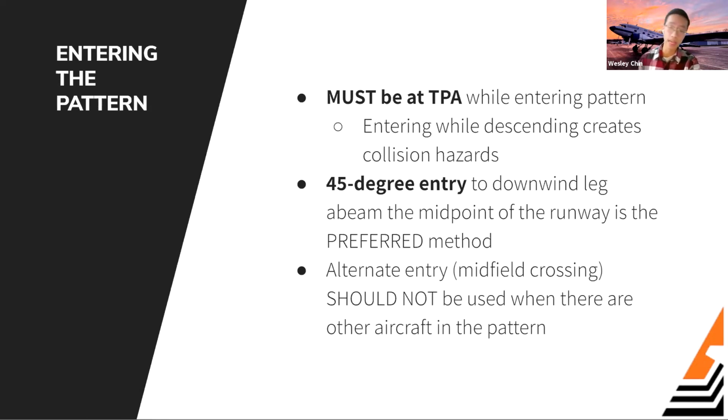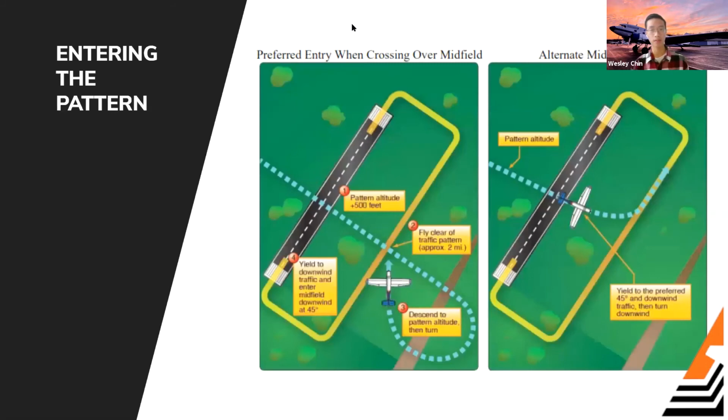However, there is an alternate entry, which is just midfield crossing and cutting right into the downwind. We do not want to be using that when there are other aircraft in the pattern, right? If you're just by yourself, okay, but when you have other guys in the pattern, you really should be using this 45-degree entry, and that's what we should be practicing at all times. So this diagram here comes directly from the Airplane Flying Handbook and Advisory Circular 90-66B, right? Kind of shows you those two methods.